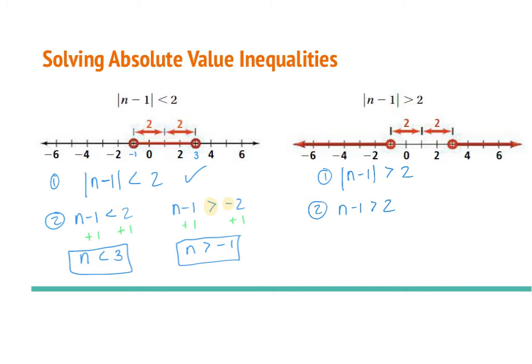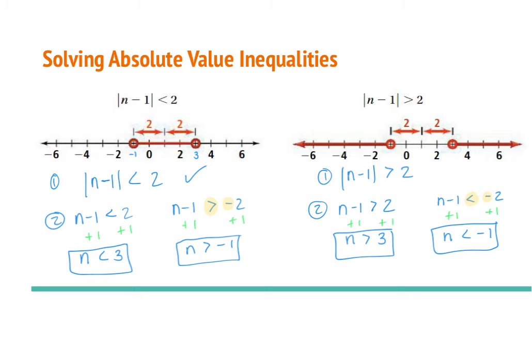Next, now we write our negative solution. N minus 1 is less than negative 2. I'm going to go ahead and highlight what I changed. I flipped the inequality and changed the sign on the right side. Okay, that's how we get our negative solution. From here, you're just going to add 1 to both sides. You get n is greater than 3. Add 1, n is less than negative 1.